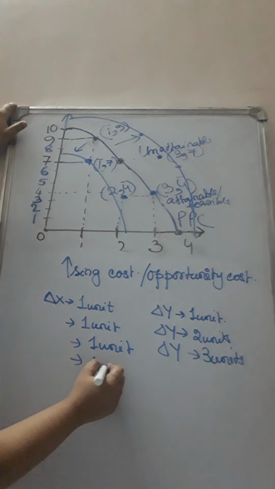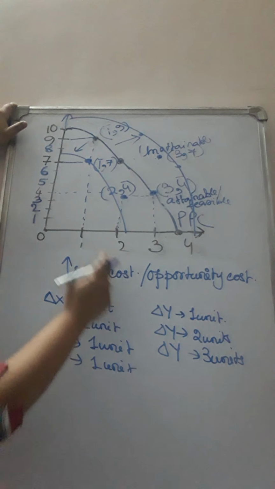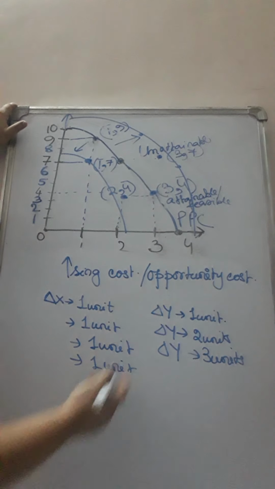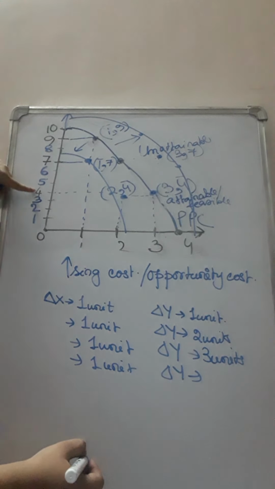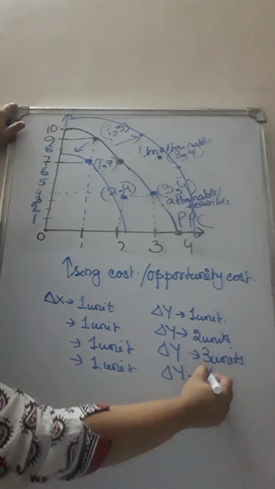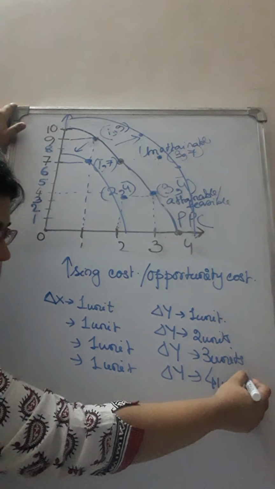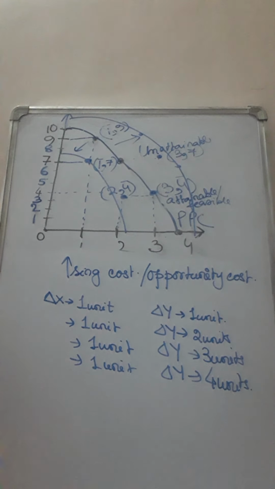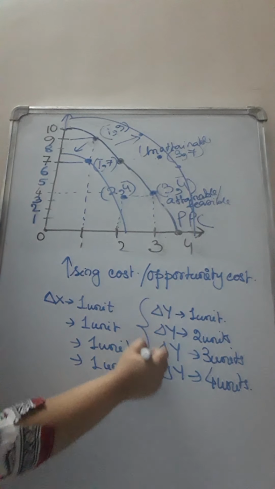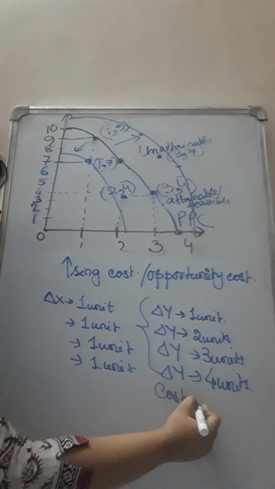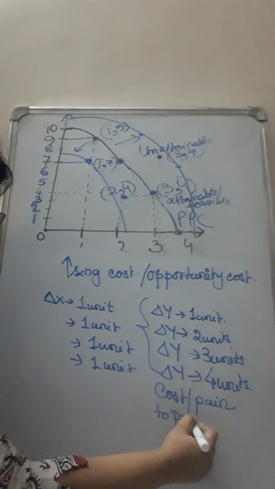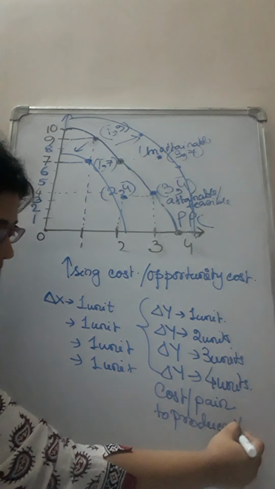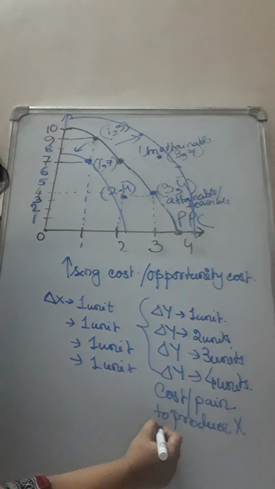And lastly, if you want to produce 1 more unit, that is the 4th unit, 1 more addition to x, then the change in y will be by 4 units. So y directly falls from 4 to 0. So the change in y, or sacrifice of y, is 4 units. Now here the change in y indicates the cost or the pain undertaken to produce or increase production of the X commodity.